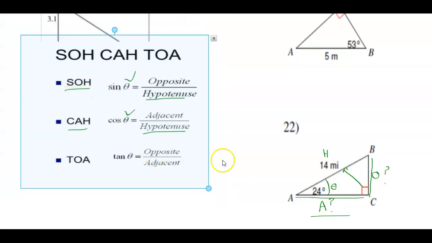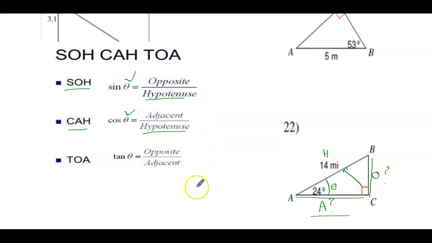Okay, so for this adjacent side, we want adjacent over hypotenuse to get the cosine of theta. So we're going to write the cosine out. The cosine of theta, which is 24, so I'm just going to plug in, using this relationship. So the cosine of 24 is equal to the adjacent side, which I'll label A, divided by the hypotenuse, which is 14.